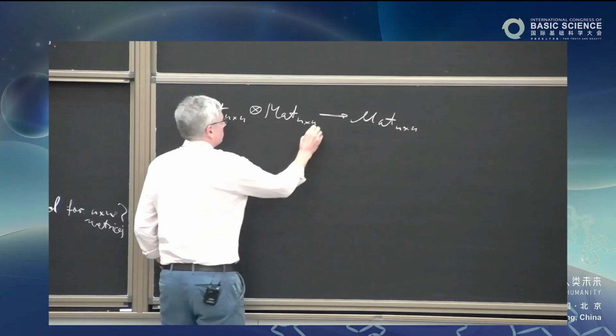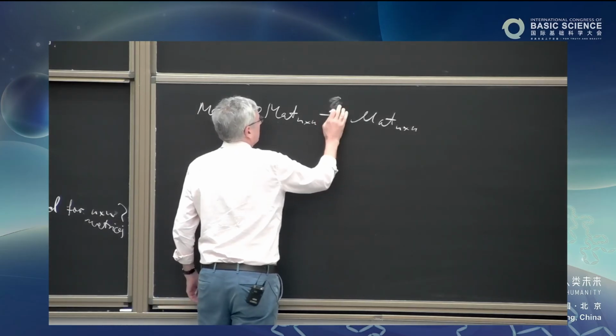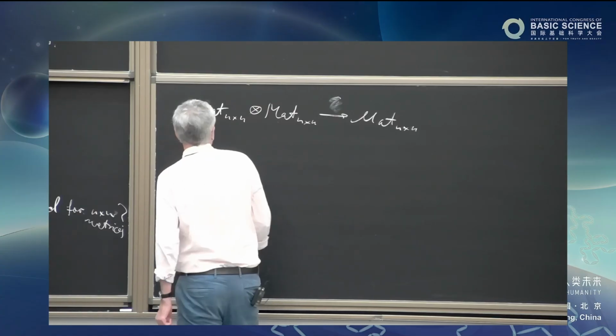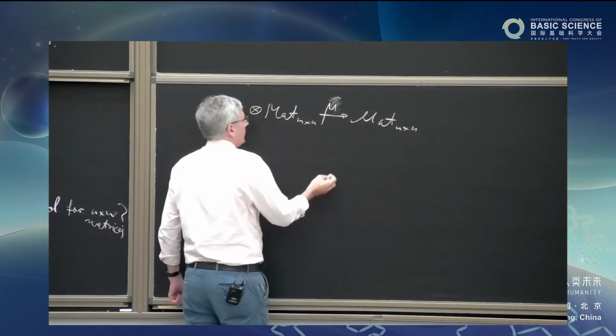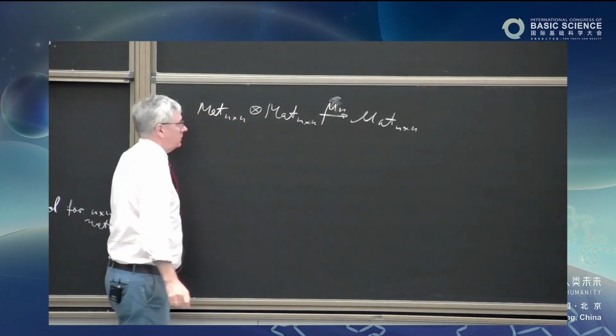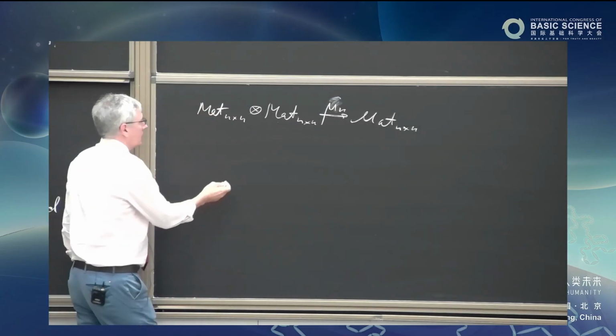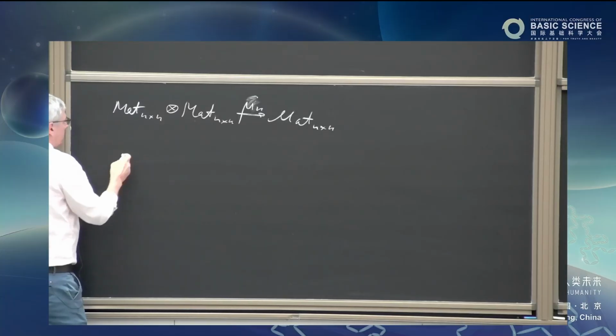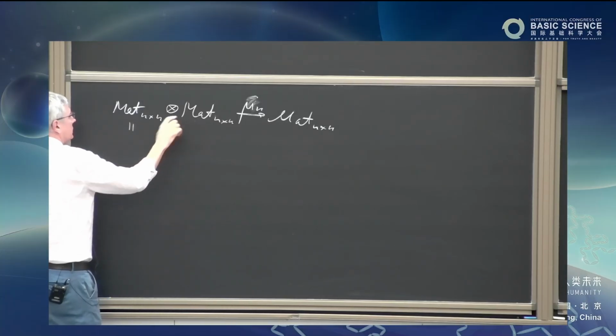So it's some... I already used this m. Okay, let it be mu n. So it's a bilinear map, so it could be defined as such a map.